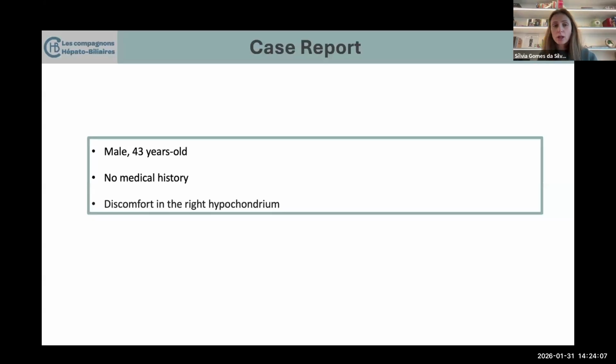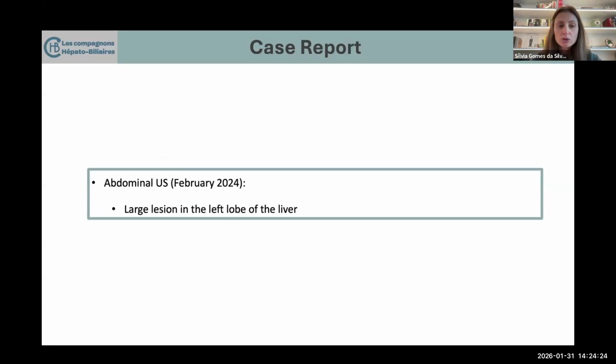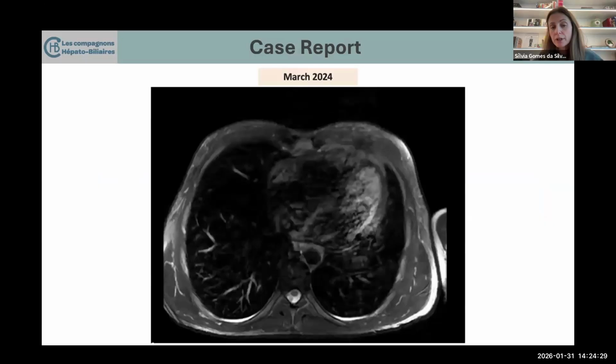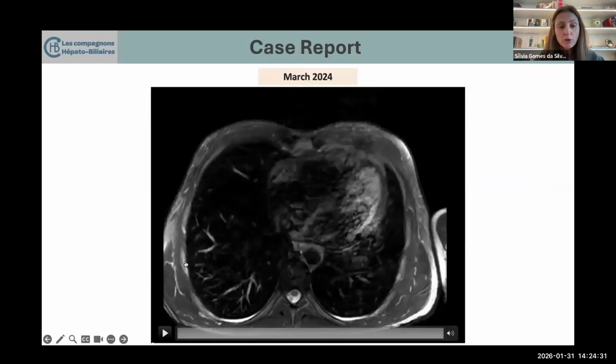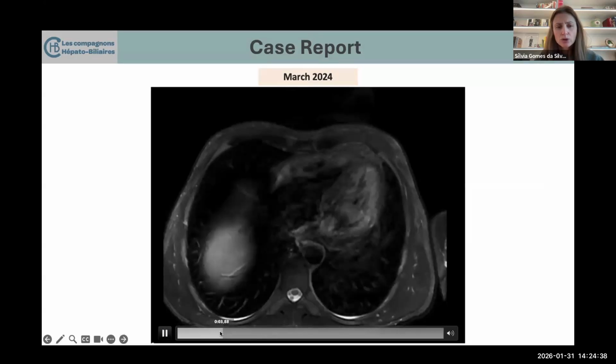So today I will present you the case report of a 43 years old male patient with no medical history that in the beginning of 2024 starts with a mild abdominal pain, performed an ultrasound that found a large lesion in the left lobe of the liver, and they performed at this point this MRI that I will show.